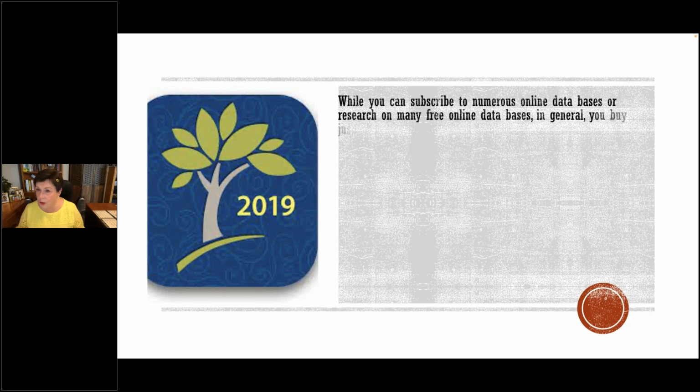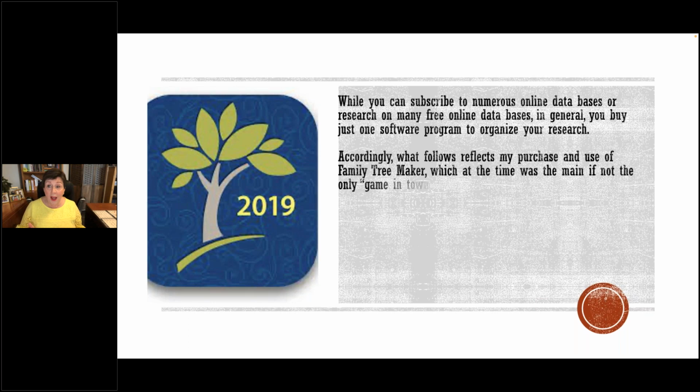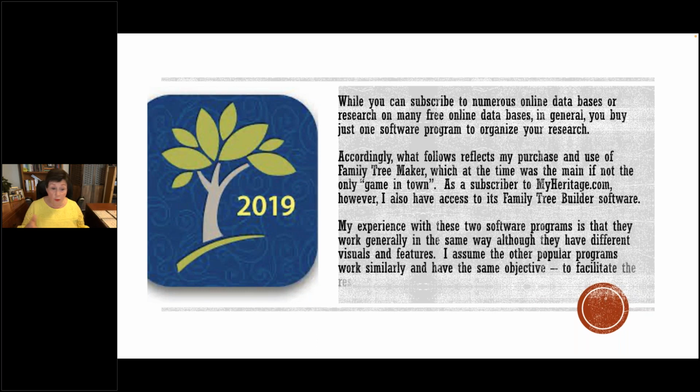While you subscribe to numerous online databases or research on many free online databases, in general, you just buy one software program. So that's the difference. You subscribe to many of the online databases, but you buy one software program. When you subscribe, you're going to have to renew your subscription annually or monthly, depending on what kind of service you purchased or subscribed to. With software, you just buy it. It's a one-time purchase, although you may have to spend a little money when the updates come out. But generally speaking, you just buy a software program, but you subscribe to an online database or genealogical websites.